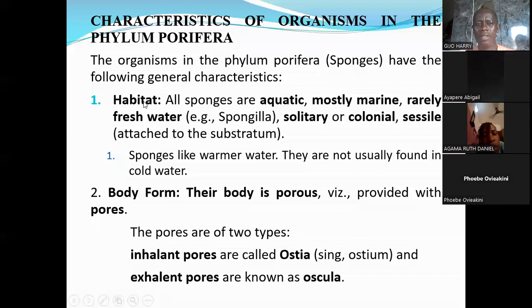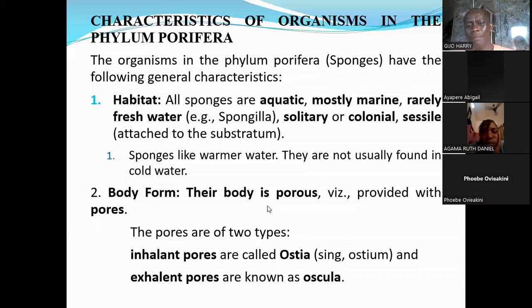Now, one of the characteristics we want to look at is the habitat of sponges. They are usually found in aquatic habitats, mostly marine habitats, in the sea. Just a few sponges are found in freshwater habitats. They are usually solitary, or some of them could be colonial, and they are sessile. Sessile means usually attached to the substratum and not moving from one place to another.